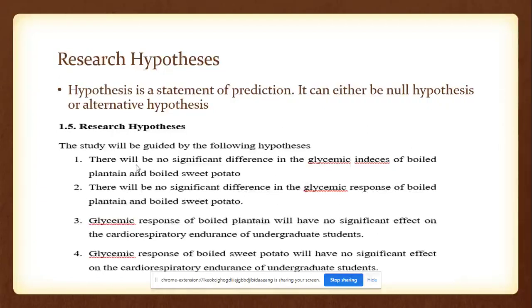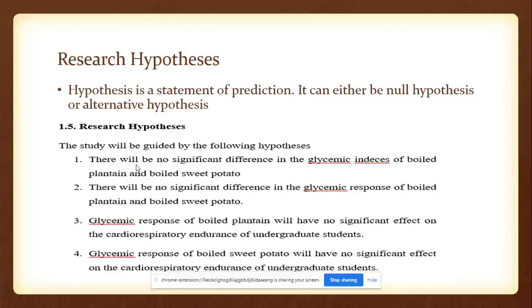So the first thing here is that there will be no significant difference in the glycemic indices of boiled plantain and boiled sweet potato. When you are writing a hypothesis, significance must always appear there. The word significant must always appear. So I said there will be no significant difference in the glycemic response of boiled plantain and boiled sweet potato. Glycemic response of boiled plantain will have no significant effect on the cardiorespiratory endurance.